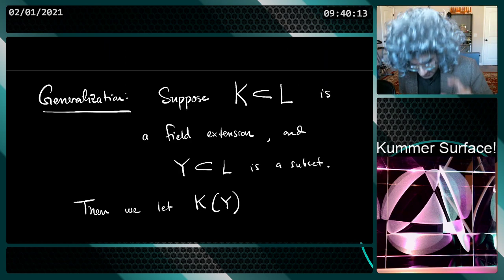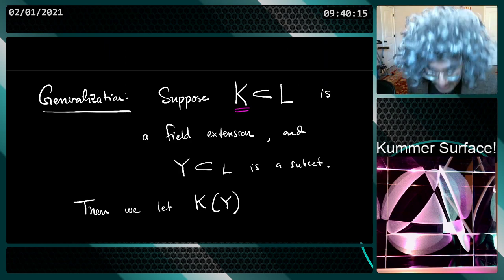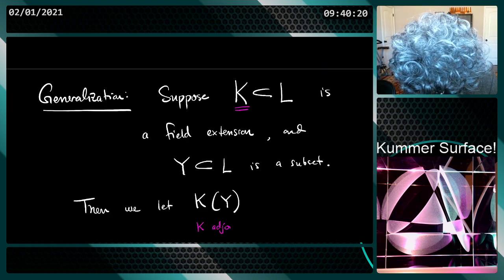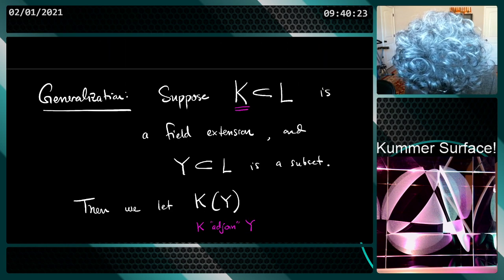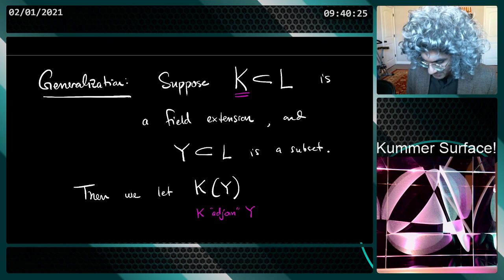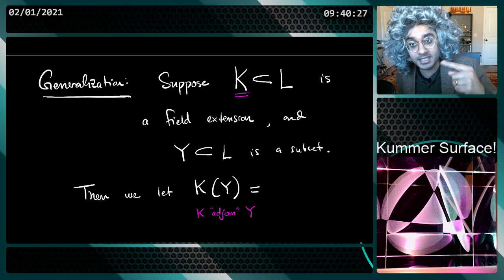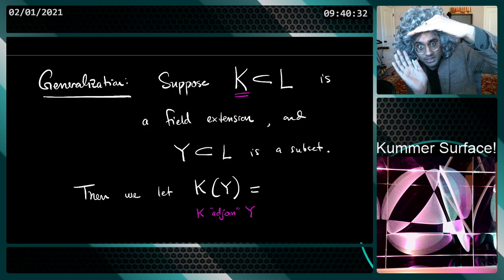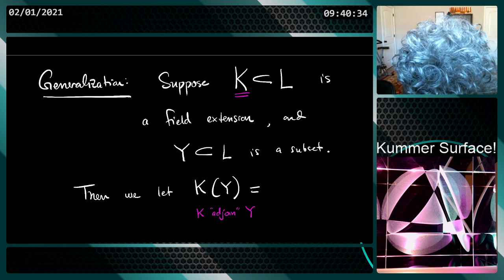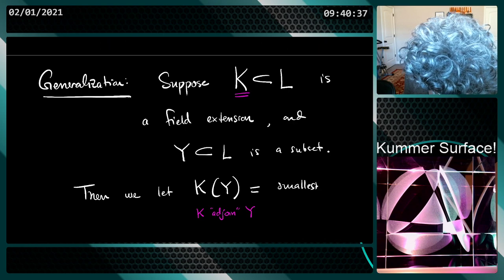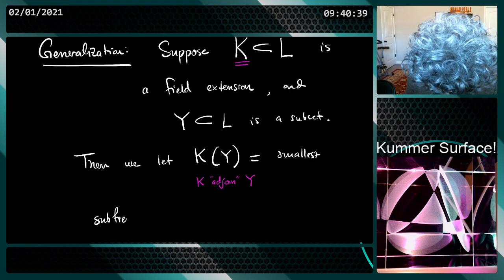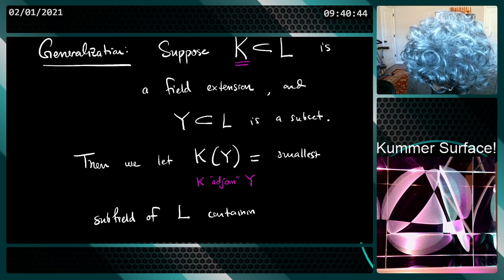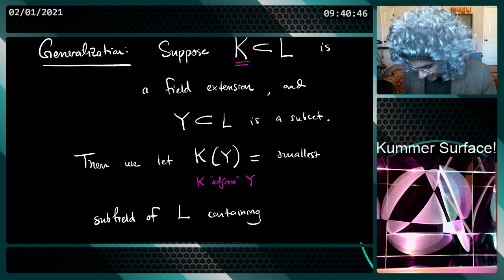It's called K, the small field, adjoin Y. And we let this equal the smallest subfield of L containing K, which also contains Y. So it's the smallest subfield containing both K and Y.